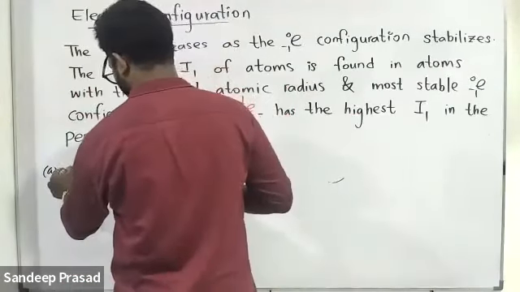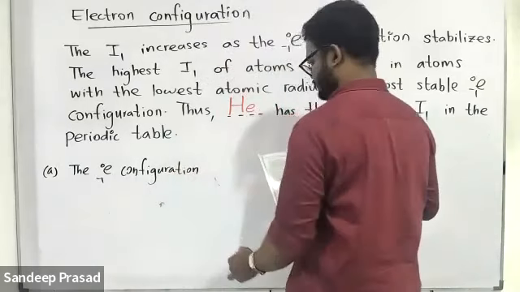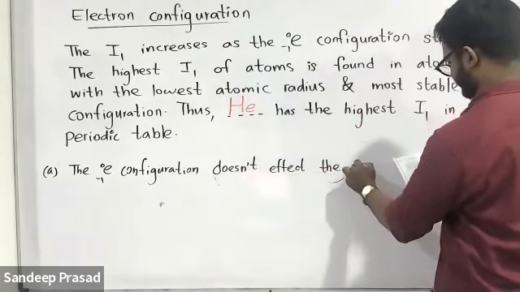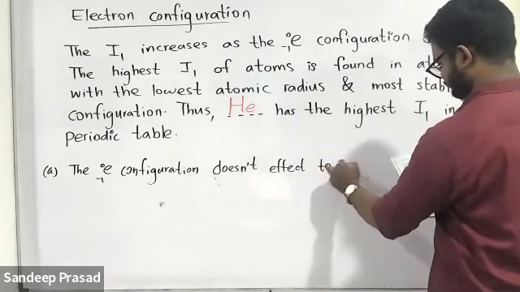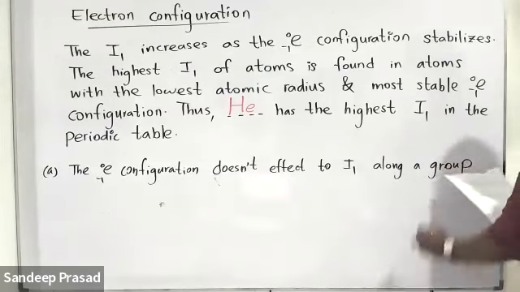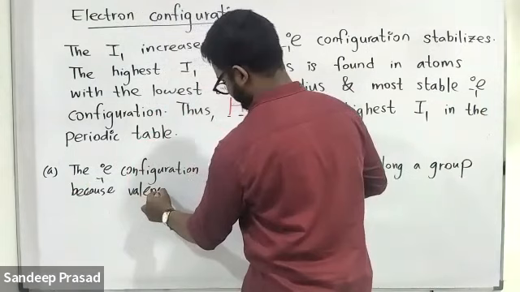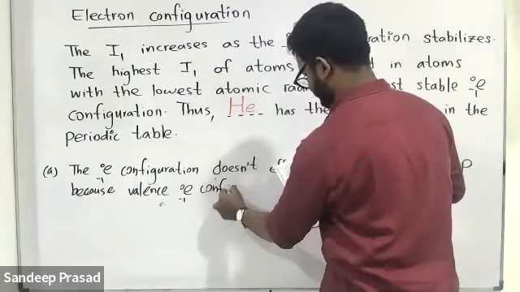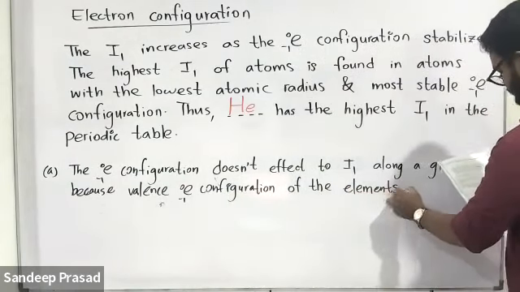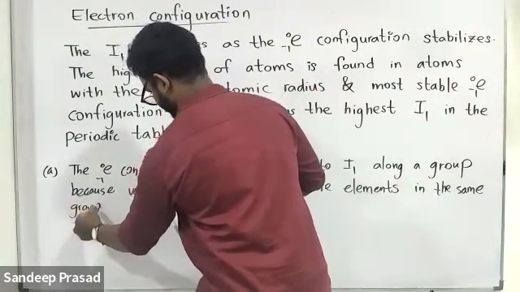Simple A under that one. The electron configuration does not affect the first ionization energy along a group, because the valence electron configuration of the elements in the same group is considered to be the same.